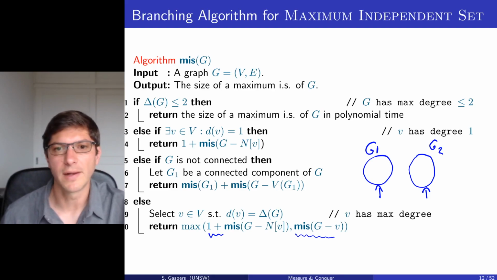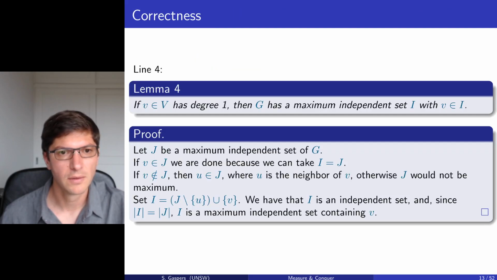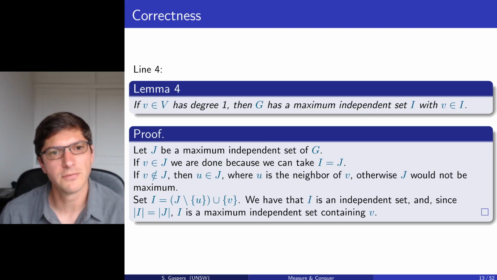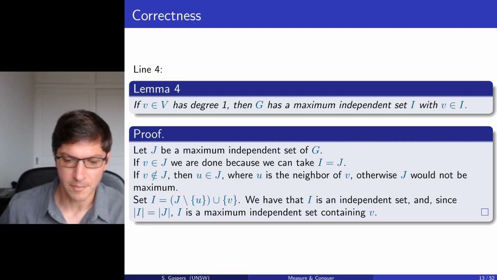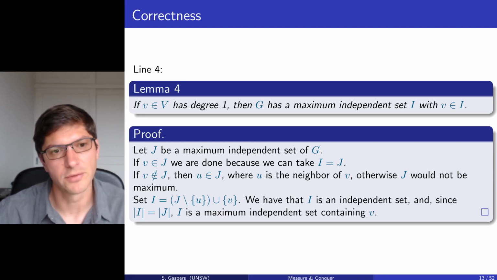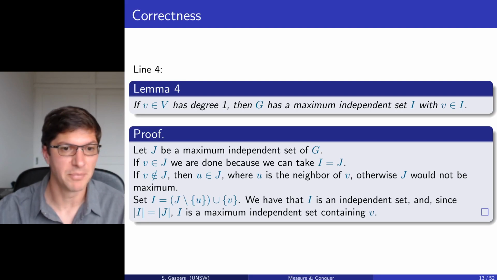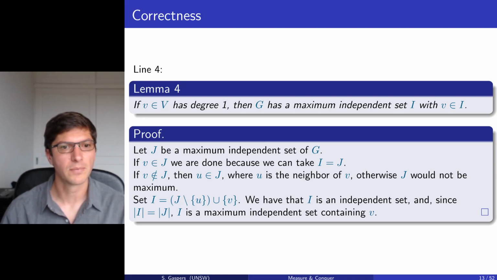So the correctness of this algorithm is quite obvious. Maybe we have to be a bit careful about the degree 1 rule. So why is that one correct? Well, this lemma says that if V has degree 1, then G has a largest independent set that contains V. And the proof works as follows. If we consider some maximum independent set of G, and V happens to be inside, then we are done, because now we have found the largest independent set that contains V.